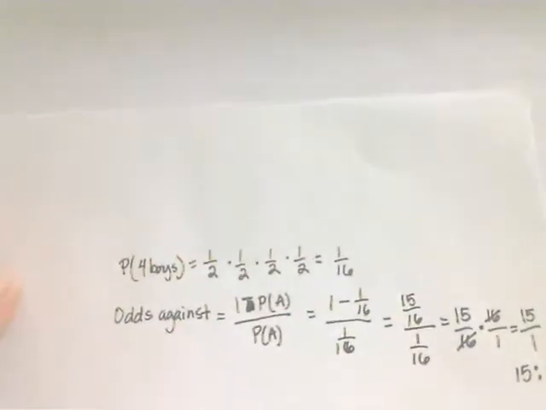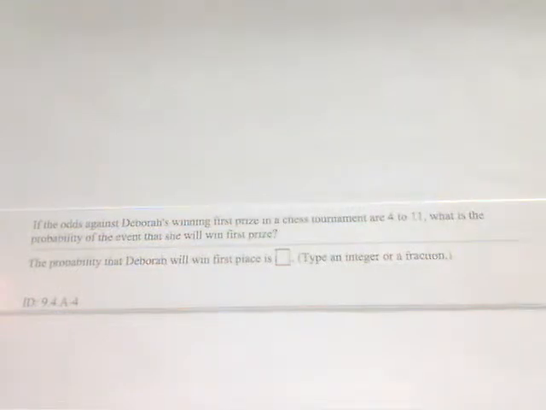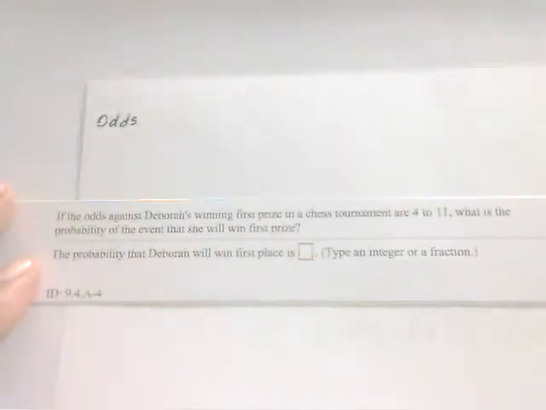Okay. Problem number 2. If the odds against Deborah's winning first prize in a chess tournament are 4/11, what is the probability of the event that she will win first prize? Okay, so in this case here, her odds against are 4/11.